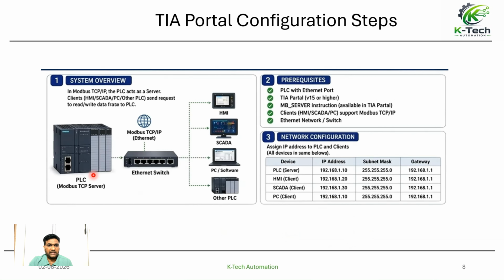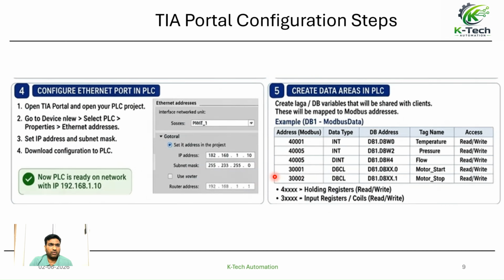Okay, so our PLC works as a server, with the Ethernet switch, and this is the client: HMI, SCADA, and PC software. I already told you the first three digits of the IP should be the same, and the last one should be different. Then we need to define the PLC IP address. Port 001 means this type of data we can share with our client. Temperature, pressure, flow, motor start, motor stop we can also share.